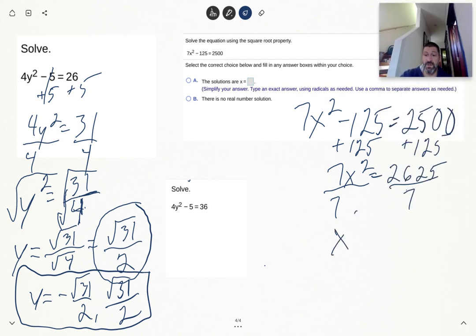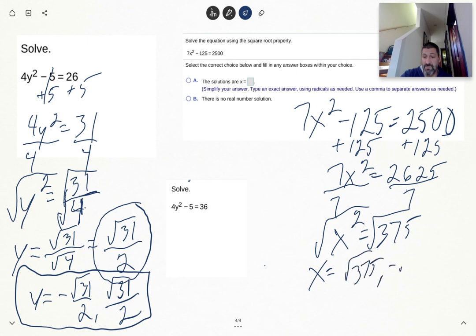Okay, that gives us 375. So x squared equals 375. Take the square root of both sides, and I get x equals positive square root of 375 and negative square root of 375. Okay, but one more thing. It says simplify your answer.